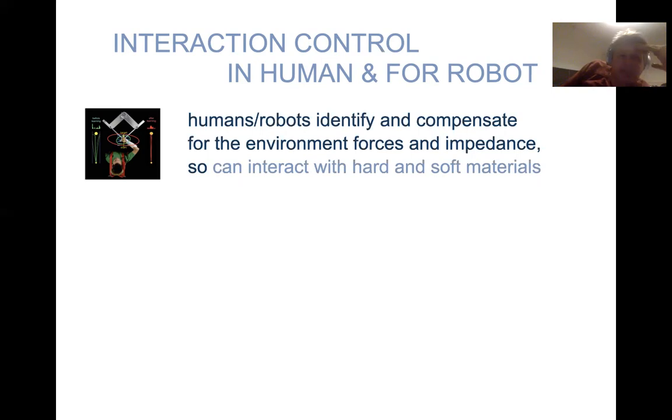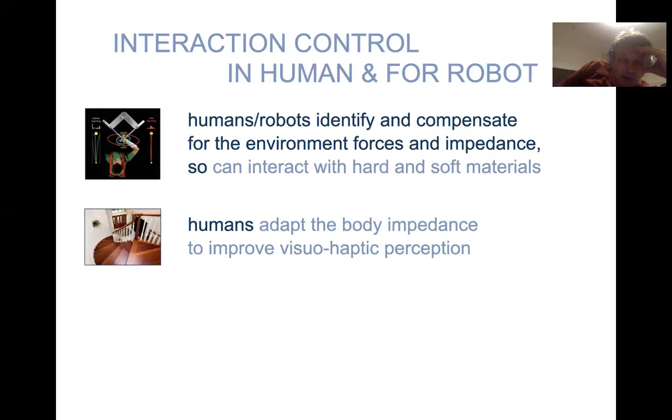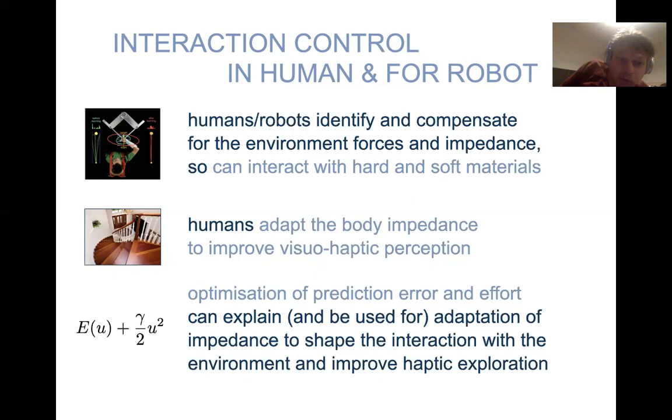Now, this is for motor adaptation to shape the mechanical interaction. We have seen that humans can also adapt the body impedance to improve perception. That's something completely new. So not only can we adapt body impedance to get a good mechanical interaction with the environment, but also to get as much information as possible from the environment. And finally, we propose this optimization of information and effort model. This model is very successful because it can predict both the adaptation of impedance to the mechanical interaction and the adaptation of impedance to improve the visual haptic perception.